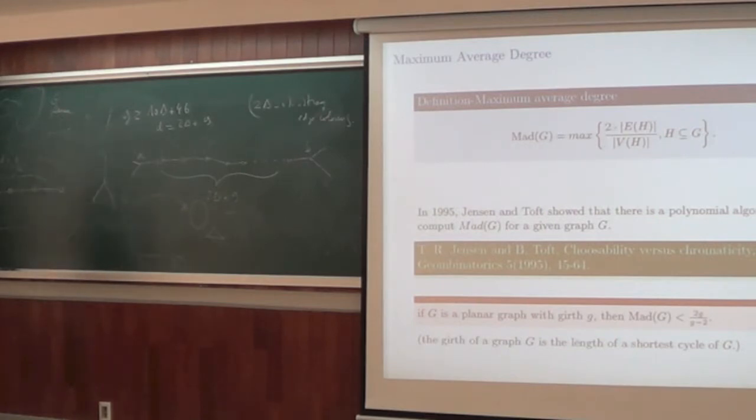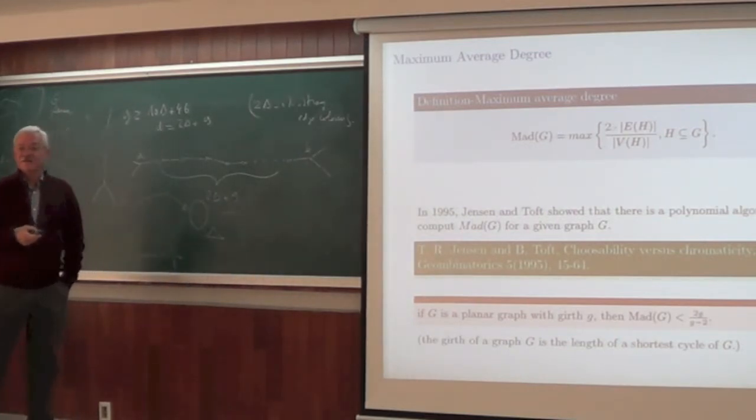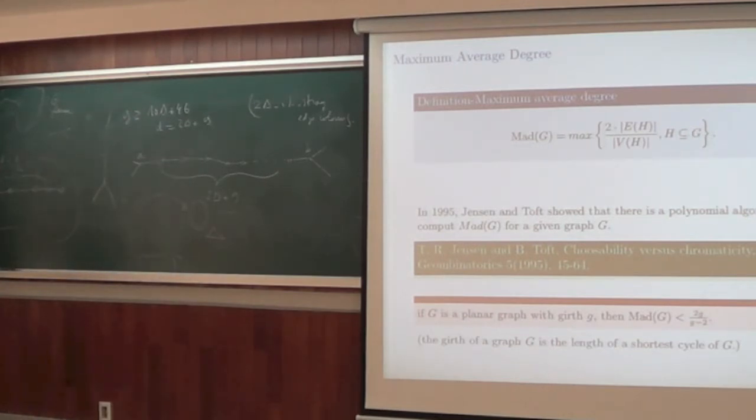So what we did, we introduced this maximum average degree. Maximum average degree is a very well known parameter. Now many people are dealing with this parameter. This parameter is exactly twice the number of edges divided by the number of vertices, for any subgraph of the graph, and we take the maximum. And you can compute this parameter in polynomial time. It is proved by Jensen and Toft. When I spoke about that with Sasha Kostochka, he told me they had already proved that this is polynomial as well. And I think on the net you can find such a proof by Nat Cohen of the fact that it is polynomial.